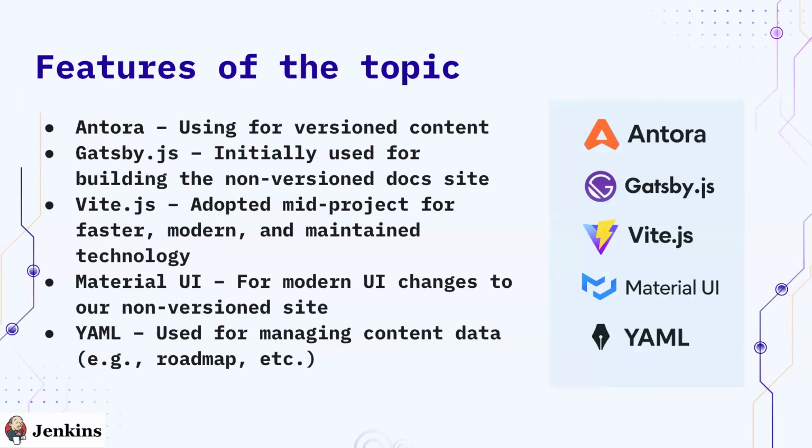Coming to the tech stack, none of this happens without the right tools, right? To manage versioned content, we use Antora, rock solid and reliable. Initially, non-versioned content was built using Gatsby.js, but we'll talk soon about why we pivoted. Then we changed the tech stack for the non-versioned side to Vite.js.